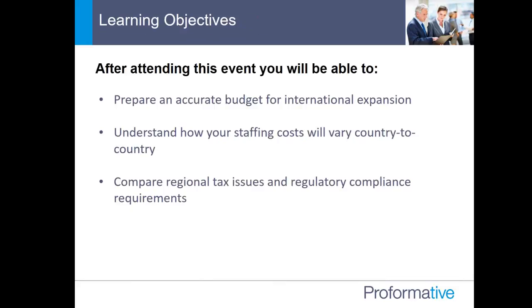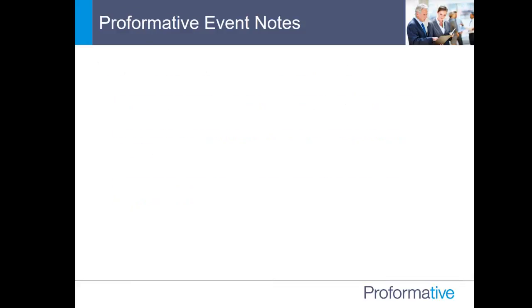We have a few learning objectives for today's event. Number one, prepare an accurate budget for international expansion. Number two, understand how your staffing costs will vary country to country. And number three, compare regional tax issues and regulatory compliance requirements. So we've got a lot of ground to cover, and we've got a wonderful speaker who I'll introduce in a few moments who will help us get there.